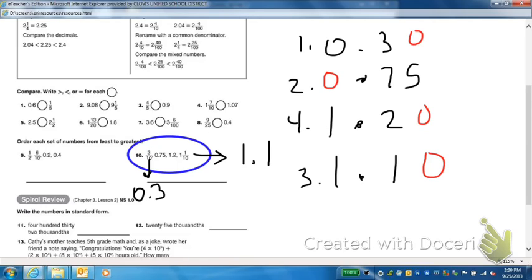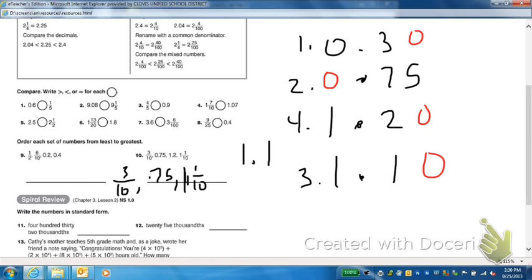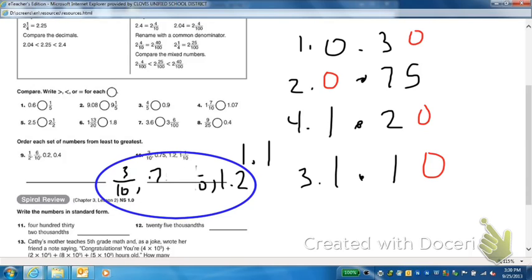And again, we got to put them back in their original form. So the first one, 3/10. Second one, 0.75. The next one was 1.1, which was 1 1/10. And the greatest was 1.2. That is your answer for number 10. Let me fix this one for you.